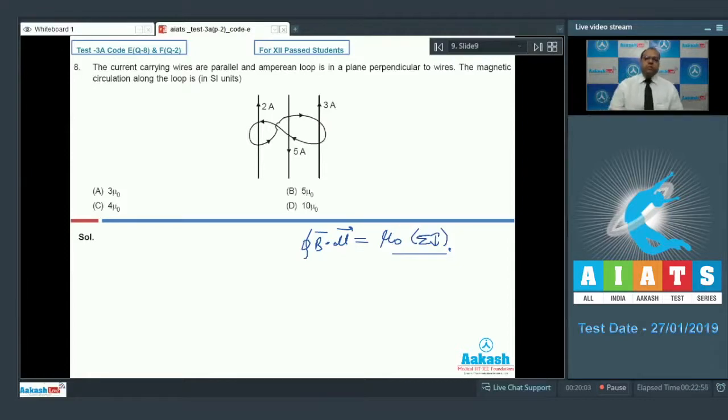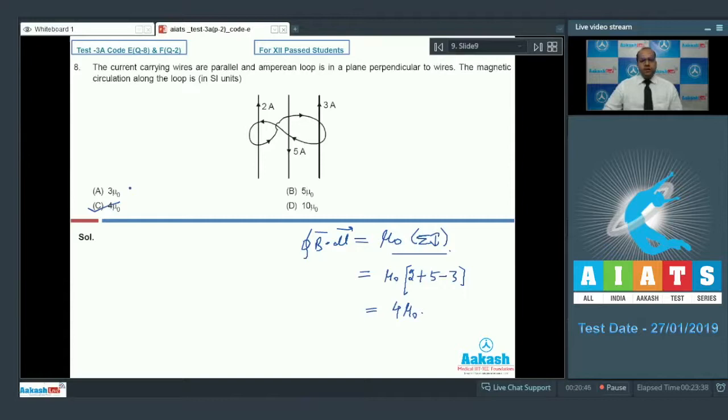If I see the first loop in which the 2 ampere current is passing, if I curve the fingers of my right hand in the direction of the loop, then the thumb moves in the direction of the 2 ampere current. So this current is taken as positive. In the second loop, when I curve the fingers of my right hand in the direction of the loop, the thumb represents the direction of positive current. So in the second loop, 5 ampere is the positive current and 3 ampere is the negative current. So this is equal to mu naught times 2 plus 5 minus 3, which is equal to 4 times mu naught. So option C is the correct answer.